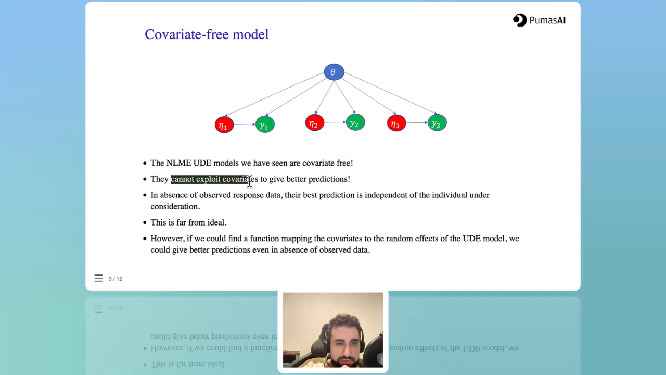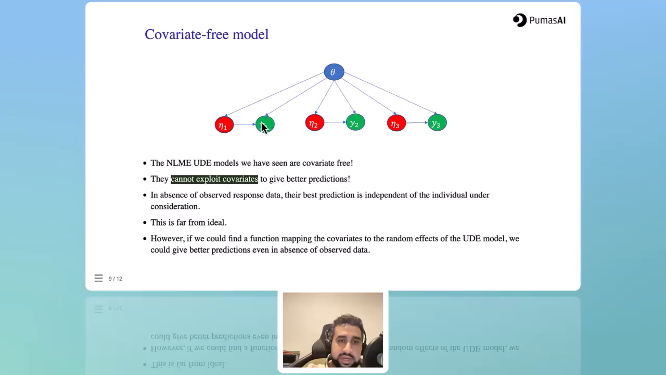Now, the challenge with this model is that it does not have covariates, and therefore it cannot exploit those baseline covariates to give better predictions at baseline. The value of covariates is that they allow us to make better predictions at baseline without observing anything yet. Once we observe some values, we can use them to get the empirical Bayes estimates and then also improve the prediction and the fit of the model.